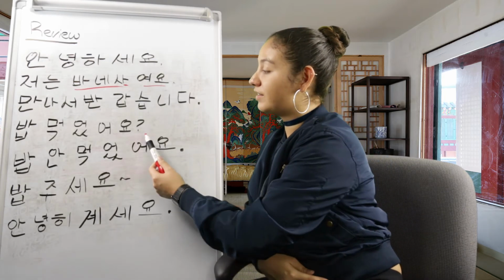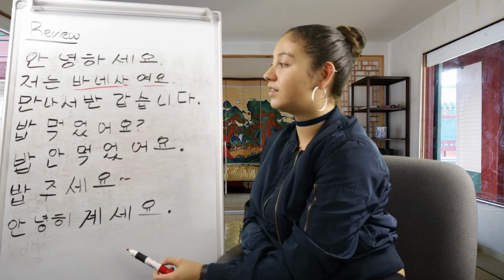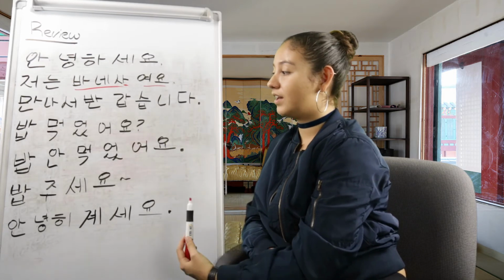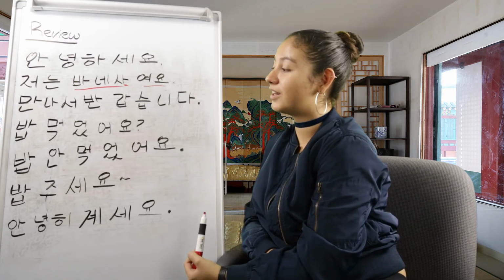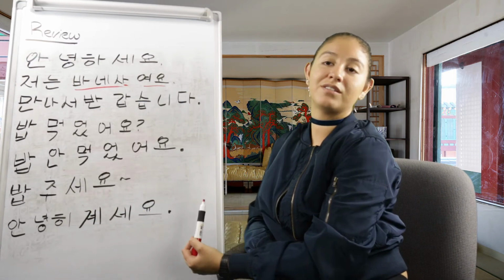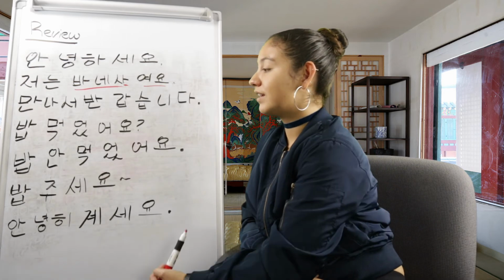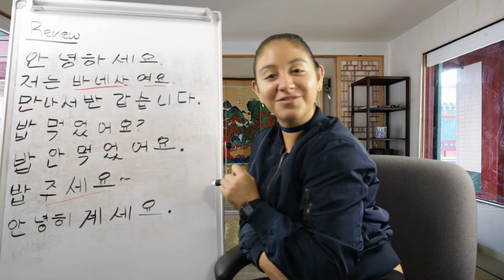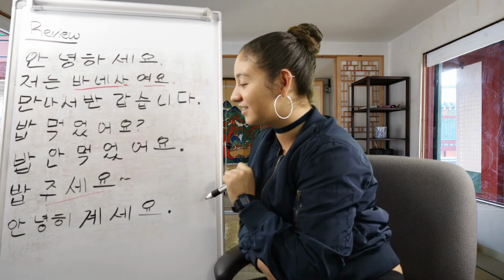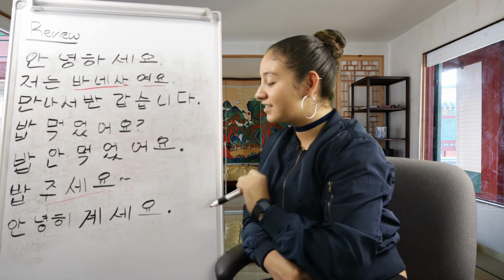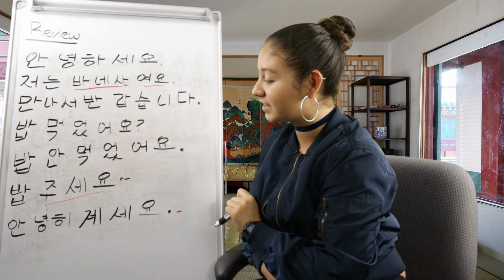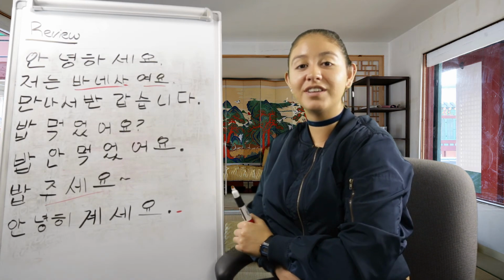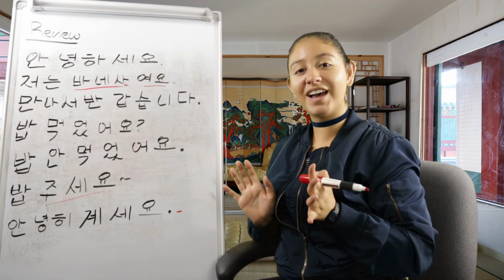Then a regular thing to ask someone is 밥 먹고 있어요? Have you eaten yet? I haven't eaten, so I'm gonna say 밥 안 먹겠어요. 밥 주세요, meaning please give me some food. 밥 주세요. And since this is our last sentence, I will say 안녕히 계세요, meaning that I am leaving, and then goodbye.